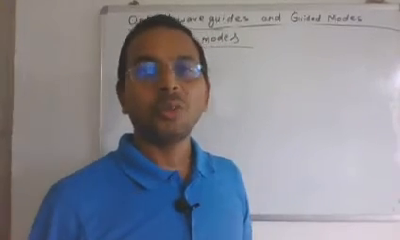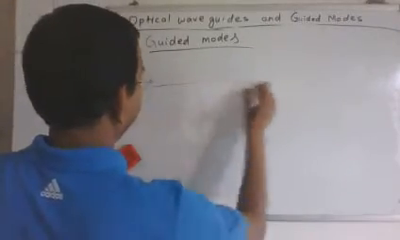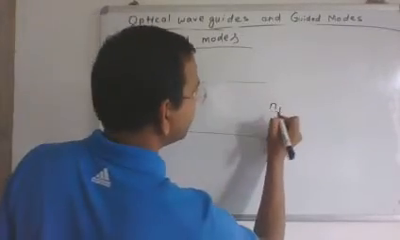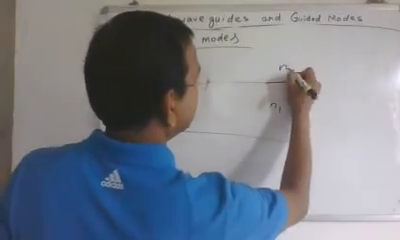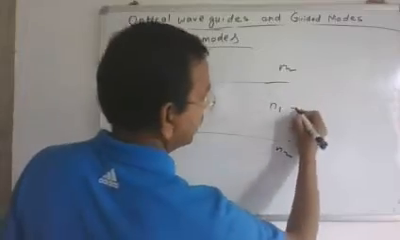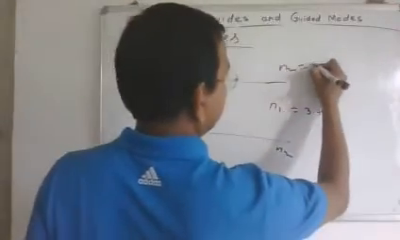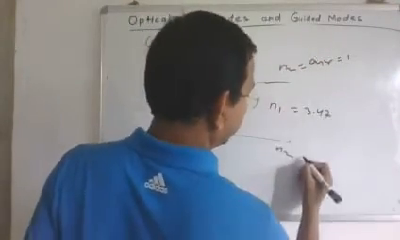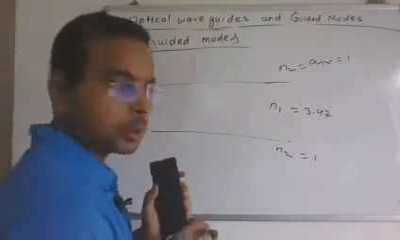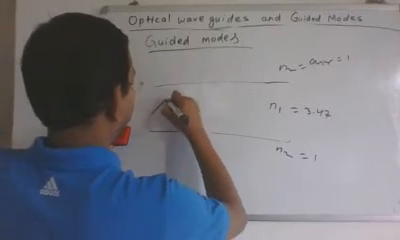Let us understand now what a guided mode is. This is a planar waveguide or 2D planar waveguide. This is n1 refractive index and this is n2 outside. You can say this is made up of silicon, n1 is equal to 3.47, and on both sides there is air. This is also air, 1, and this is also air, equal to 1. So this type of waveguide forms a 2D planar waveguide. Now suppose light is there inside like this.